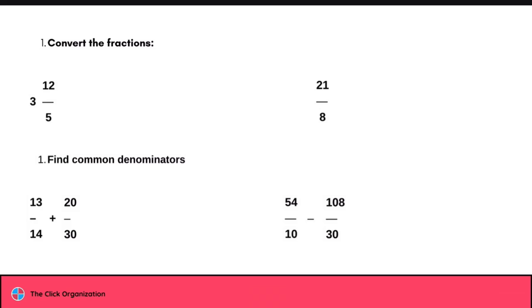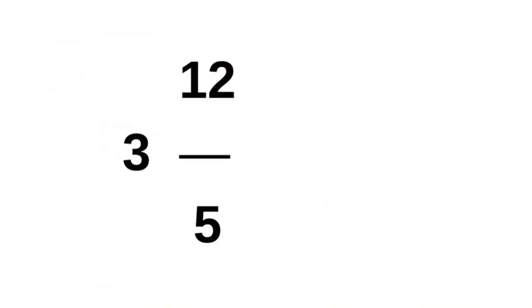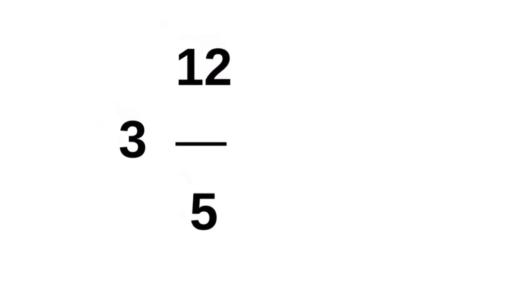Convert the fractions. As we said, we can convert 2 types of fractions, improper and mixed, into one another. So first up, we have a mixed fraction, and let's change it into an improper one. In order to do this, we said that we should multiply the denominator by the whole number.